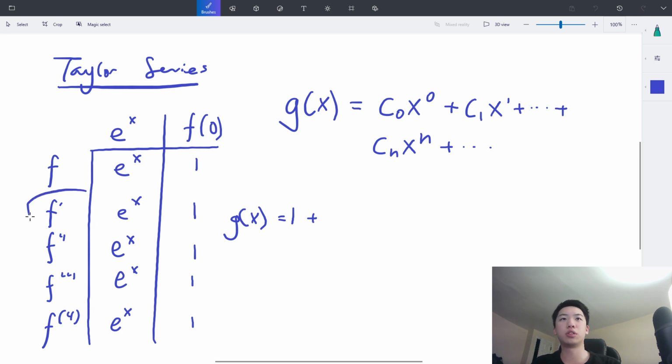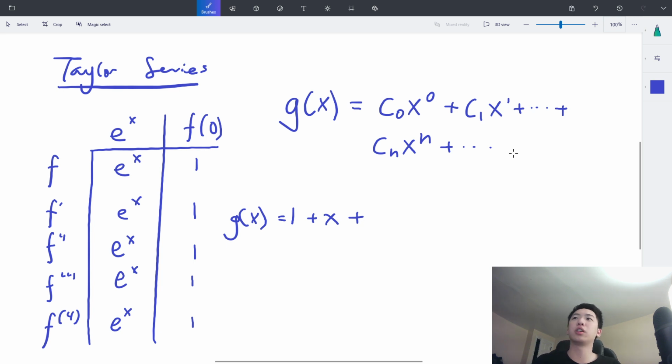So the next term is right here. So we want the first derivative of x to the first times c1 evaluated at x equals 0 to be 1. And when you differentiate x, you get 1. So c1 can just be 1. So that means c1 is 1. We're just going to add x.